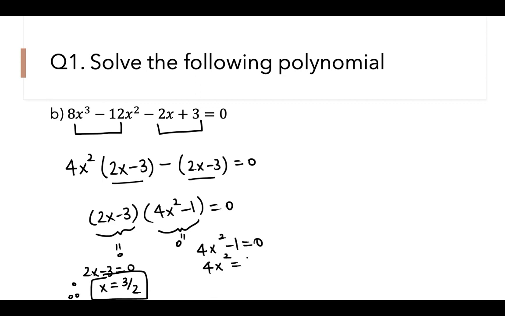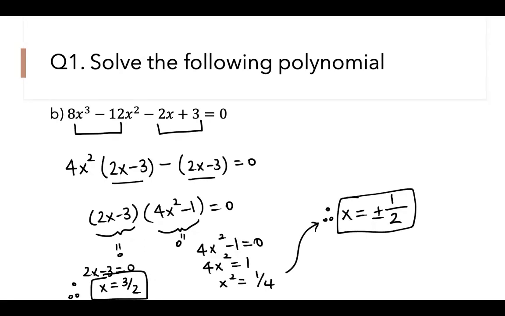Now 4x squared minus 1 equals 0. 4x squared equals 1. X squared equals 1 over 4. So then you're going to square root it. It's going to be x is equal to plus or minus, the square root of 1 is 1, the square root of 4 is 2. And this is my final answer. So there are 3 zeros, which makes sense because it has a degree of 3. One zero, and two, and the third zero.